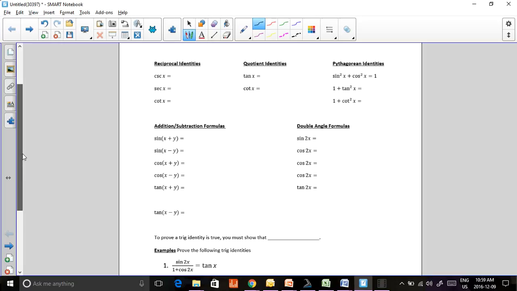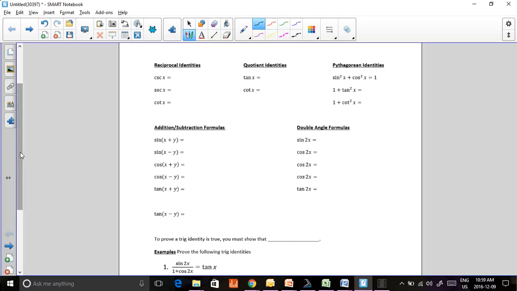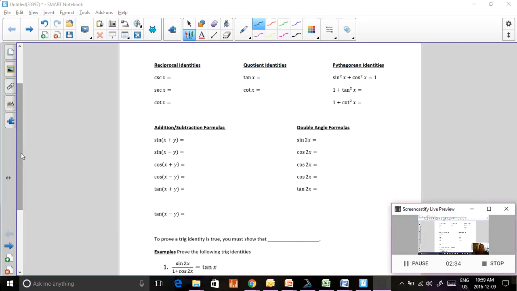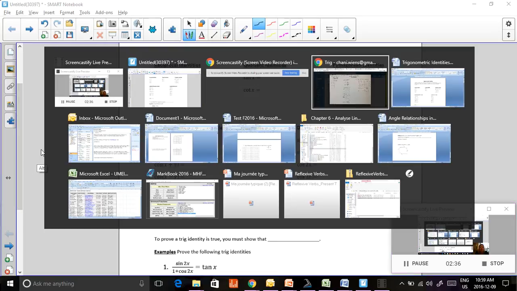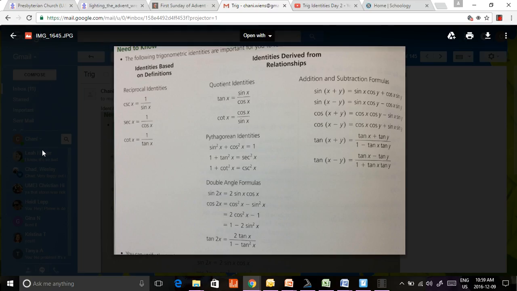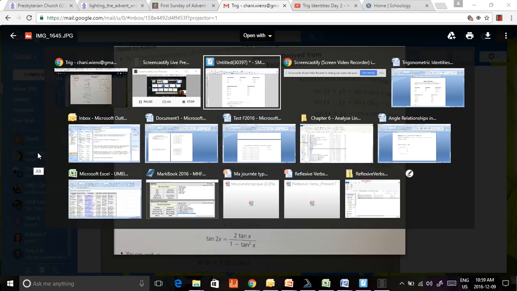So you can fill in these formulas using your textbook. I'm not going to spend the time filling them in for you. They're all right there in your textbook. Or you can take a moment to pause this screen and copy them down if you don't have your textbook available. All right, so let's get to work.